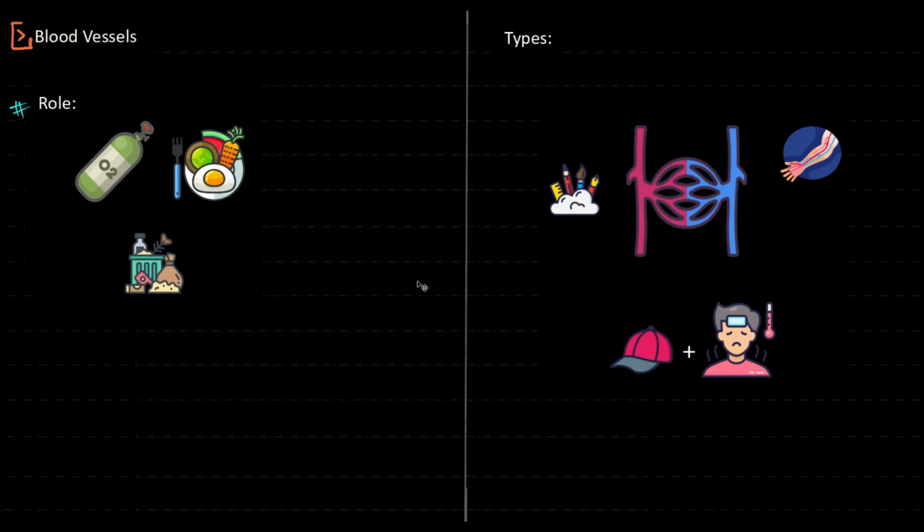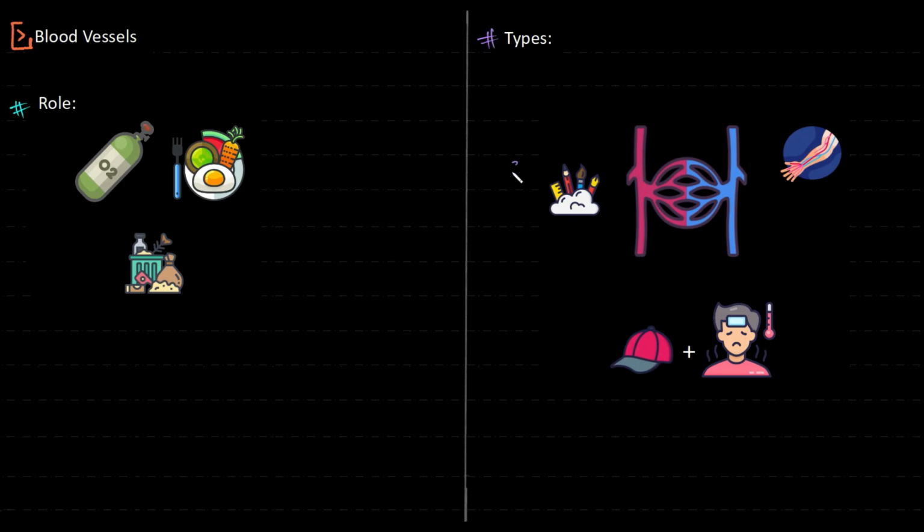So, as promised, we are looking at blood vessels. What is the role of blood vessels? Yes, it's to carry around oxygen and nutrients for exchange, and also to carry out the nitrogenous waste and other waste. Now, what are the types of blood vessels?